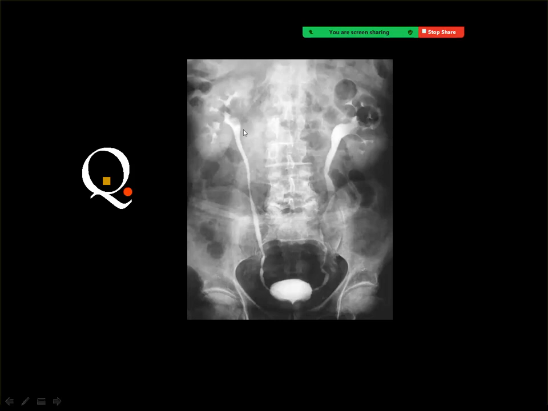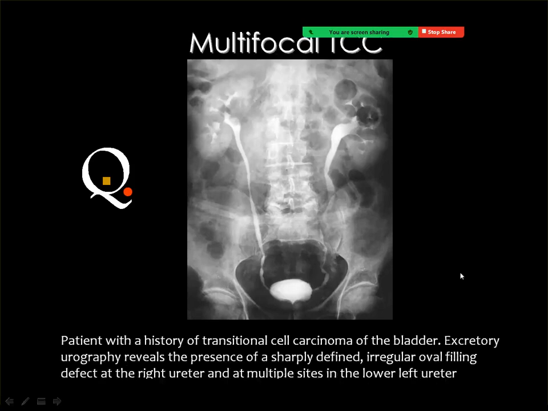And you know that urothelial tumors can occur multifocal, and this is the case where you can see a tumor in the right renal pelvis and a tumor in the distal part of the left ureter, and very frequently you can see another one in the urinary bladder, but in this case, no.